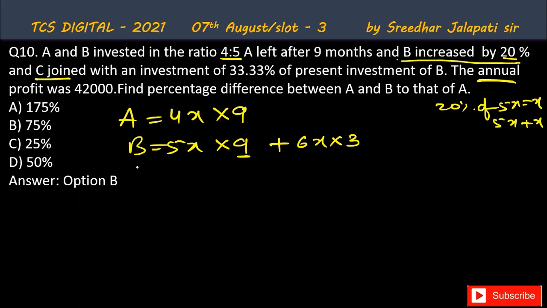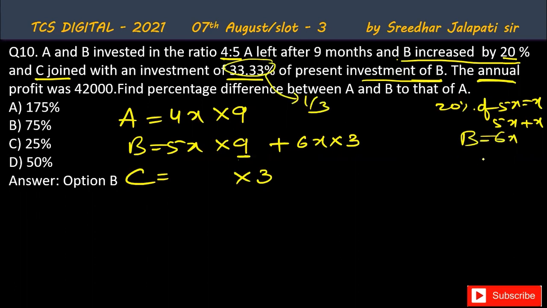At that time, that is after 9 months, C joined for the remaining 3 months with an investment of 33.33% of present investment of B. What is present investment of B? 6x. What is 33.33%? 1/3. So 1/3 of 6x is 2x. So that means C joined the business with 2x investment.